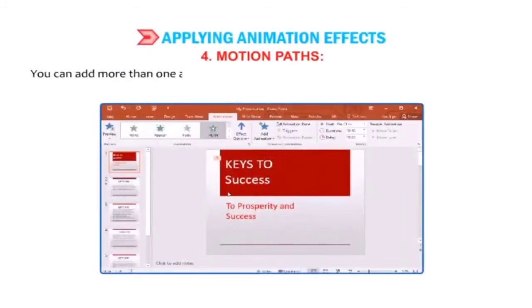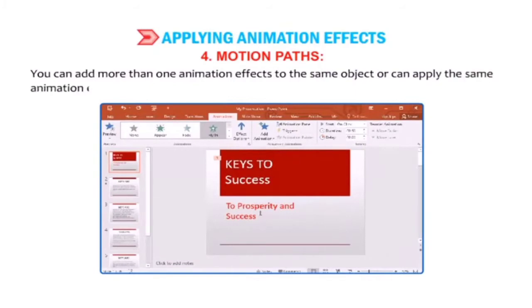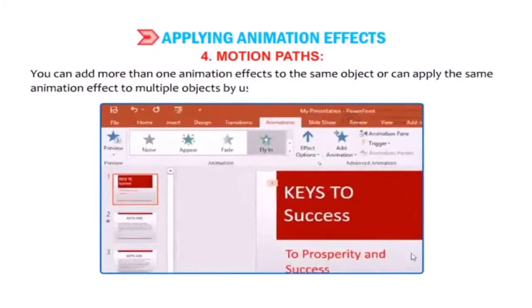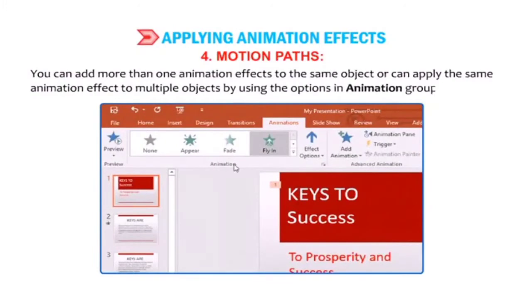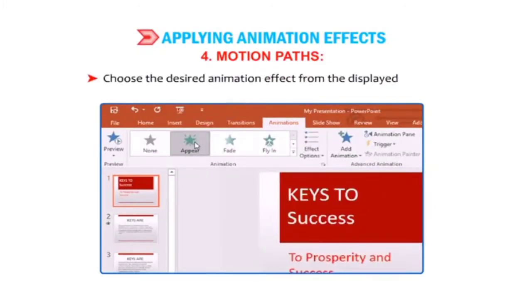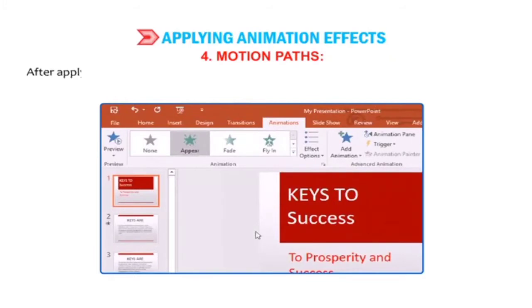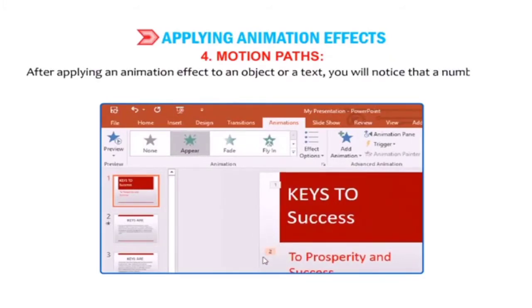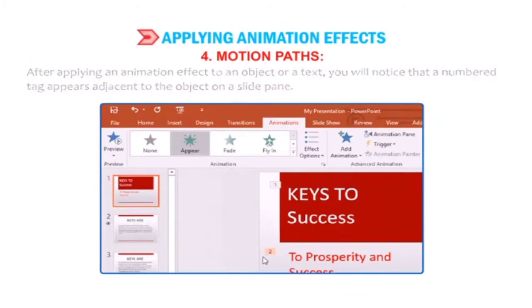You can add more than one animation effect to the same object or can apply the same animation effect to multiple objects by using the options in the Animation group. Choose the desired animation effect from the displayed menu. After applying an animation effect to an object or a text, you will notice that a number tag appears adjacent to the object on the slide pane.